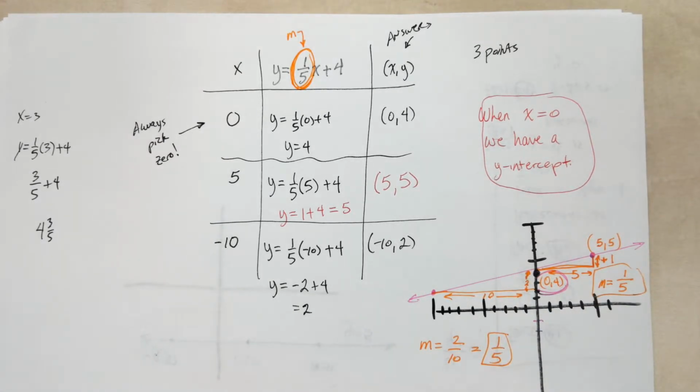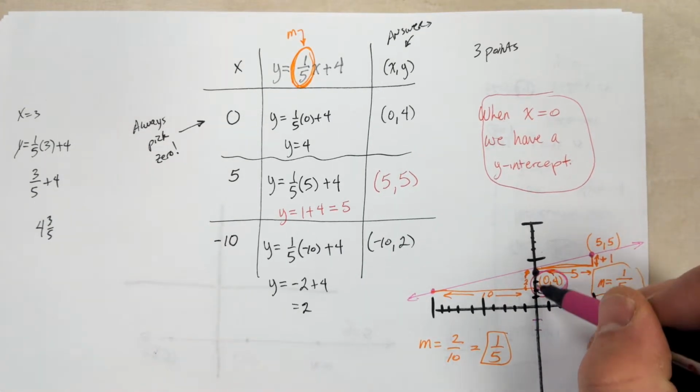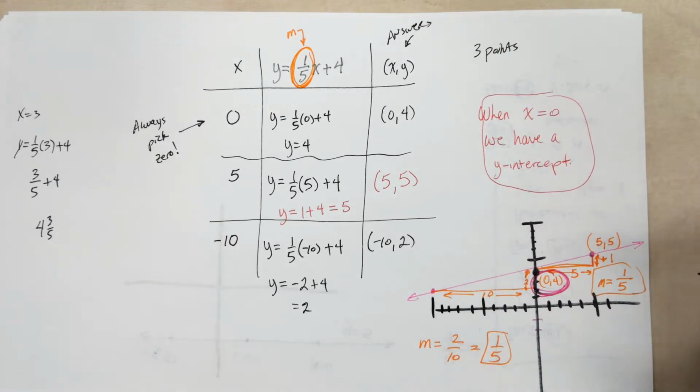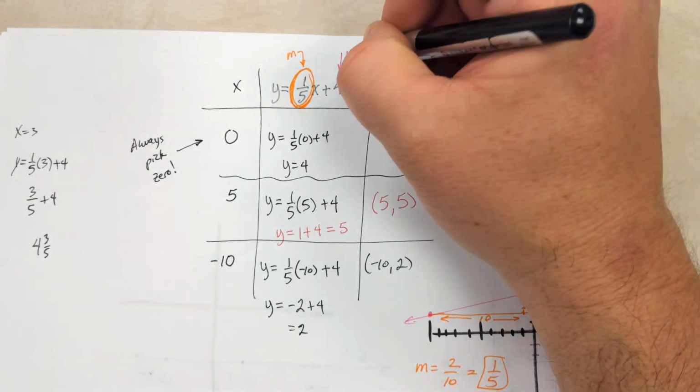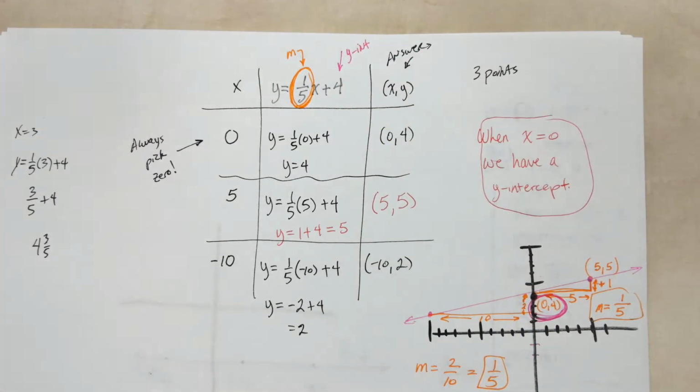I'm going to use a darker color. You see how our y-intercept's right here, right? 0, 4. Oh, y-intercept. That's the y-intercept. You remember that from Tuesday, right? Yeah.